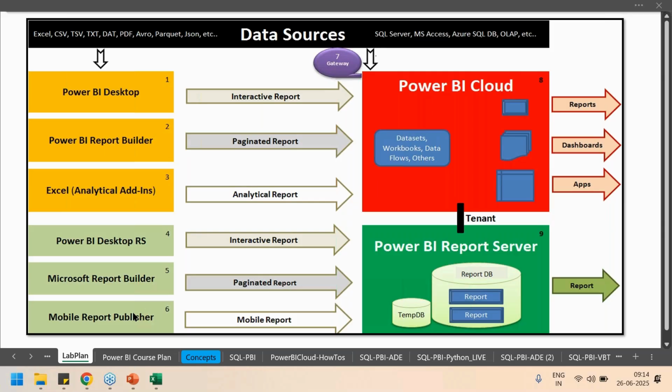Then we are going to learn something called paginated, like bank statements or credit card bills that we get on email end of the month. Okay, that is the traditional report called paginated report. Analytical reports are for Excel. Mobile reports are for mobiles, tablets, smart clocks, etc. Let me show you a small example of interactive report.